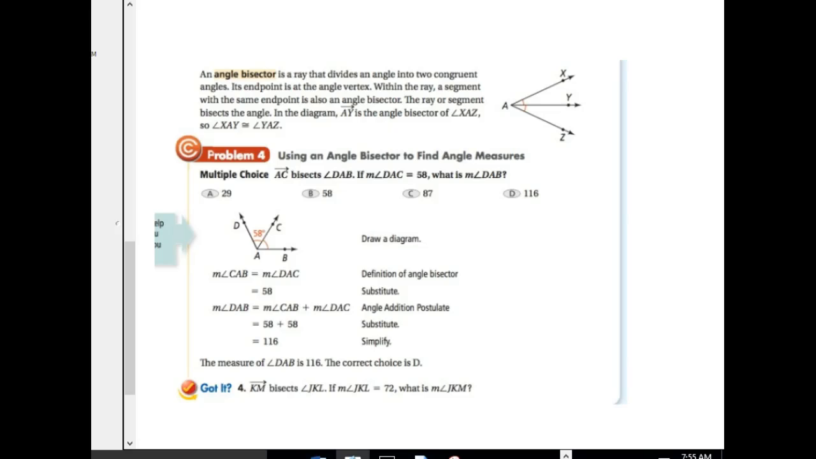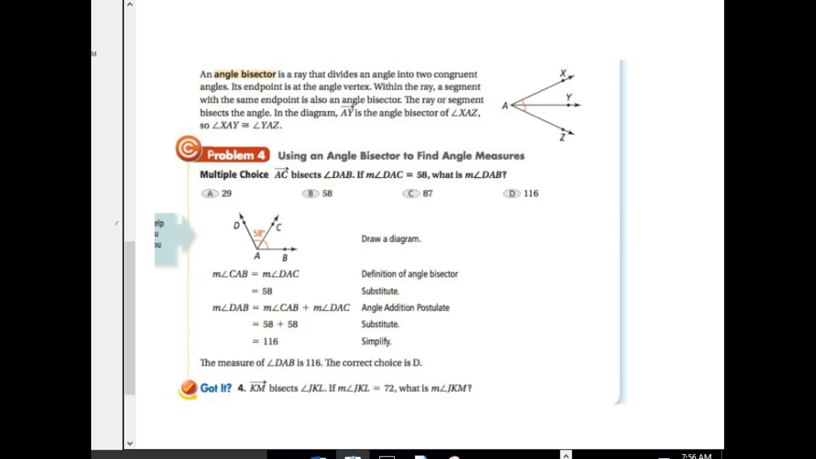Hello, we're now looking at problem number 4, which is found on page 37 of your Geometry Part 1 textbook. This particular problem is dealing with an angle bisector. I left the definition in there at the top of your page that says that an angle bisector is a ray that divides an angle into two congruent angles. It literally splits a bigger angle into two smaller equal angles.